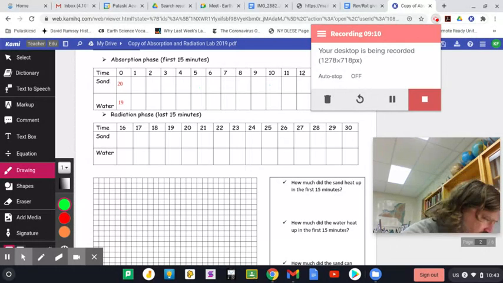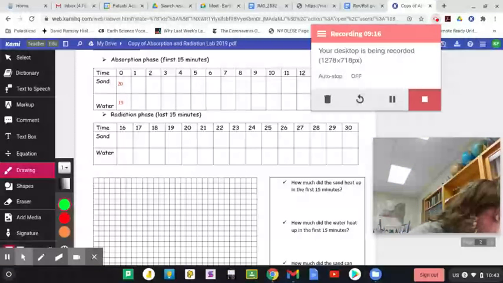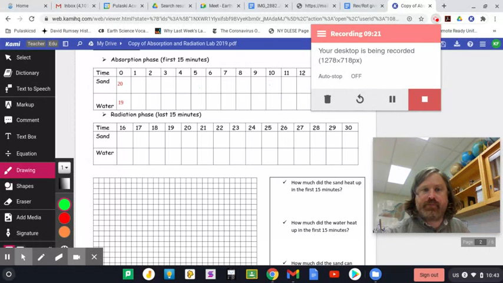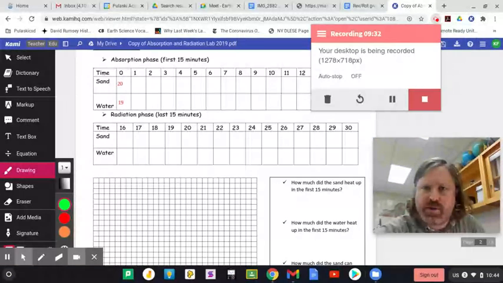3, 2, 1. So our sand is at 25 degrees C, and our water is at 22 degrees C. So that's what you'll put in 5 minutes. And again, the other years we would do a data point every minute, but we're gonna make it short this year so that the videos are easier going.